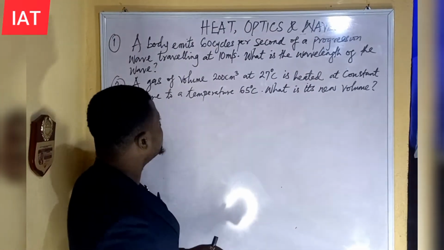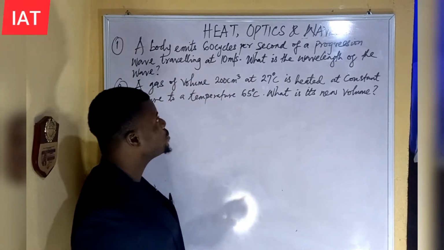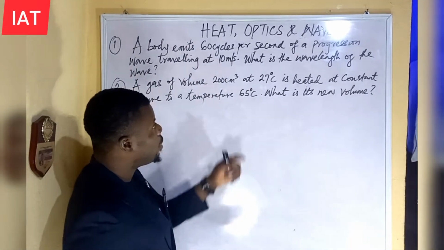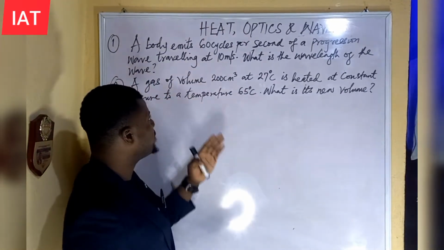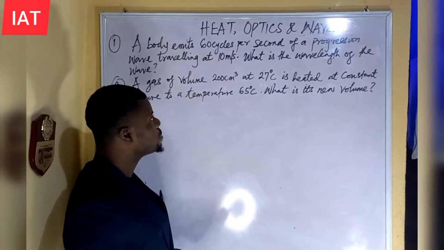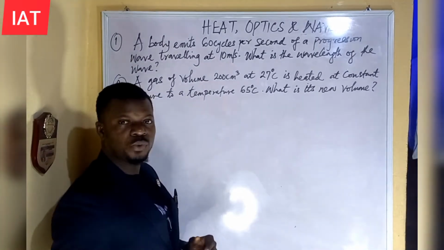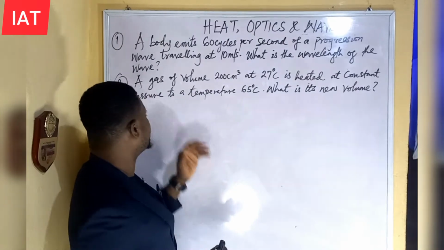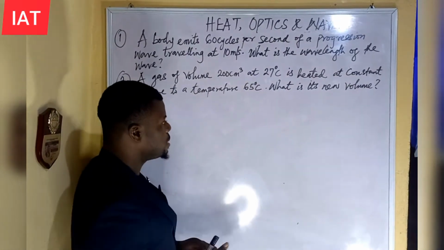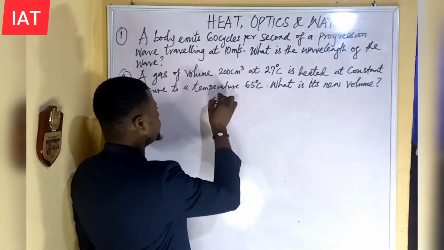A body emits 60 cycles per second of a progressive wave traveling at 10 meters per second. What is the wavelength of the wave? So let's see the solution to that.